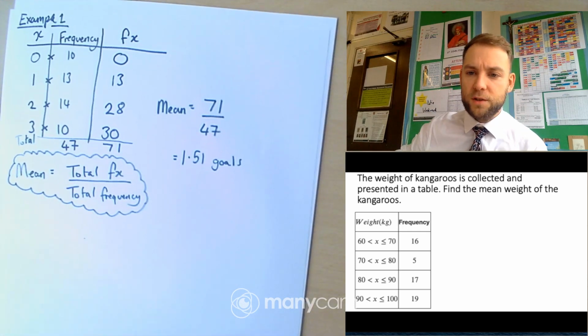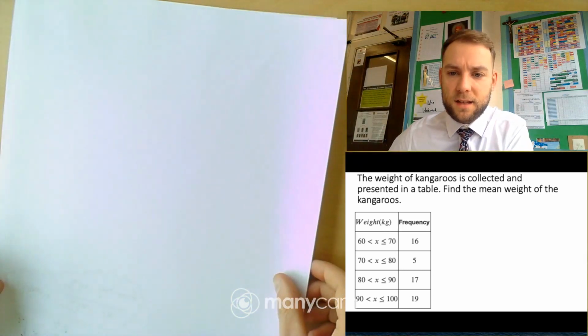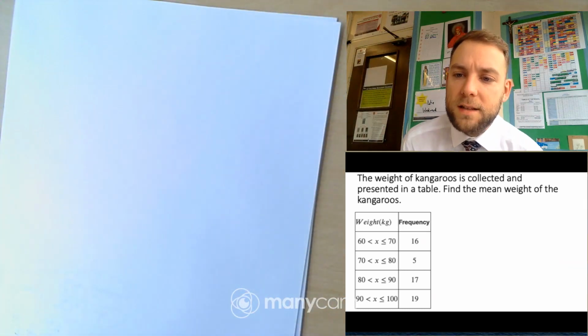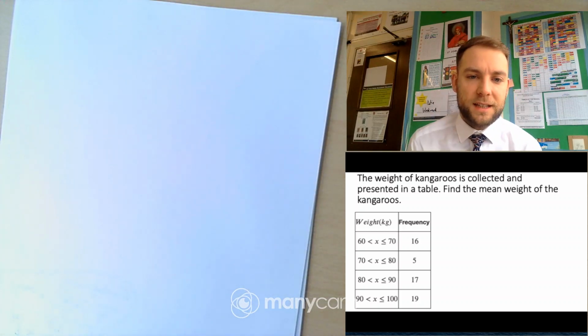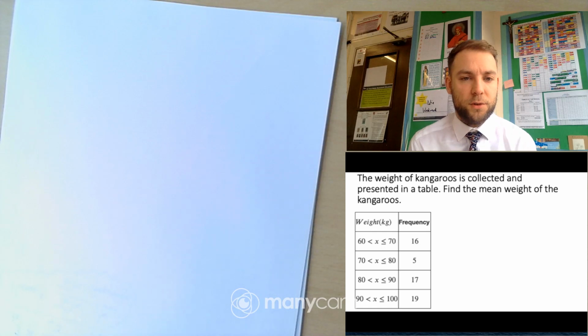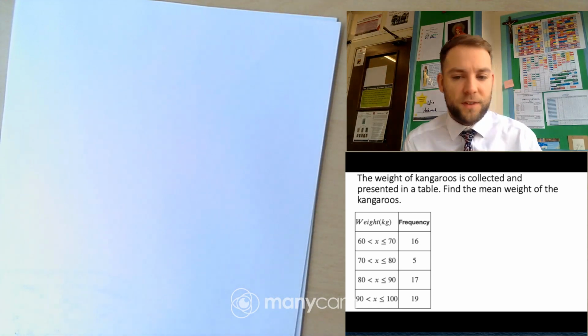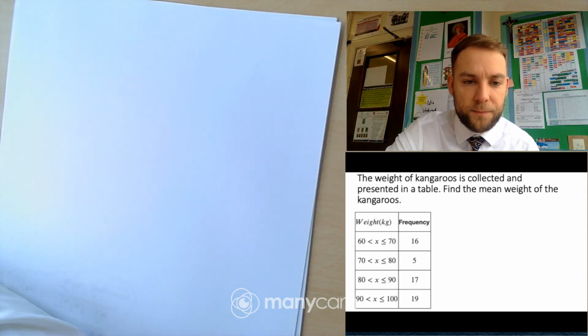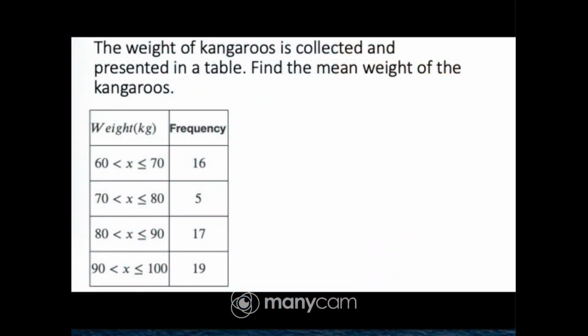So with this question here, it says the weight of kangaroos is collected and presented in a table. Find the mean weight of the kangaroos. You'll notice with this one here that you've got a range. This range goes from 60 to 70, 70 to 80, 80 to 90, and 90 to 100.